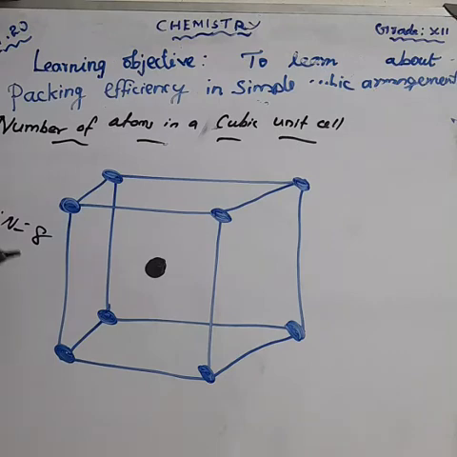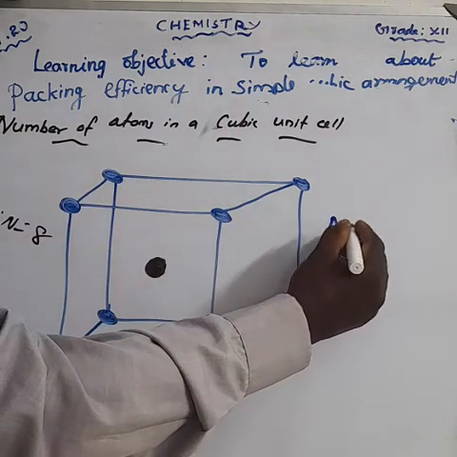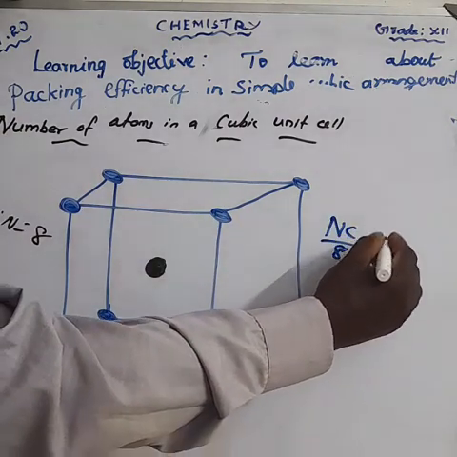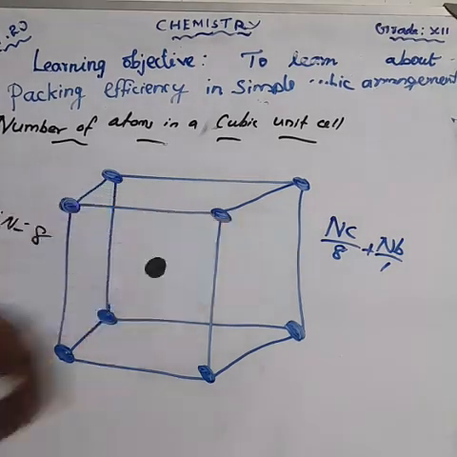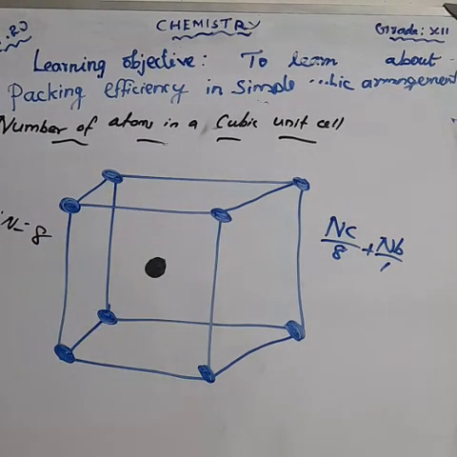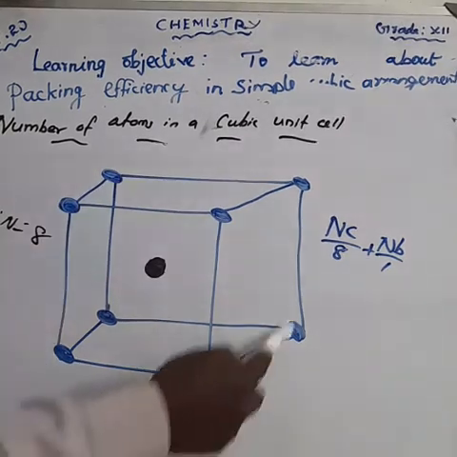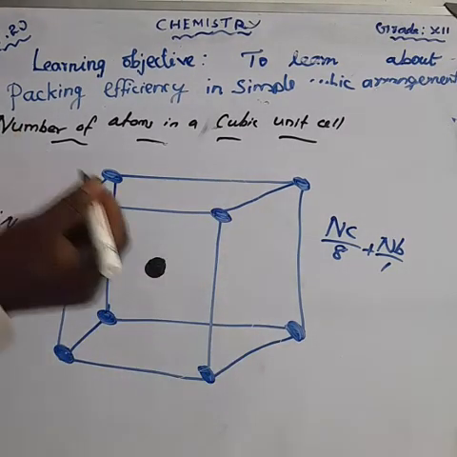An atom present in the body center belongs to only a particular unit cell, that is, it is unshared by any other unit cell. The number of atoms in a BCC unit cell is equal to, don't forget the formula, NC divided by 8 plus NB divided by 1. Here, what is NC? NC means number of corners. Don't forget, NC means number of corners.